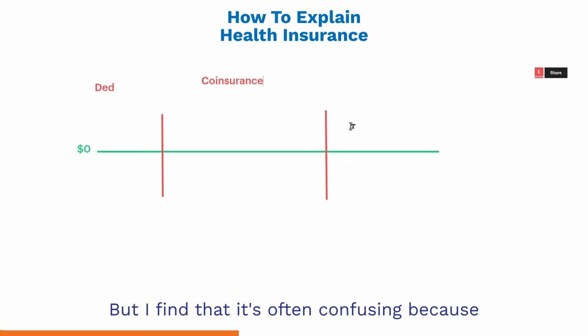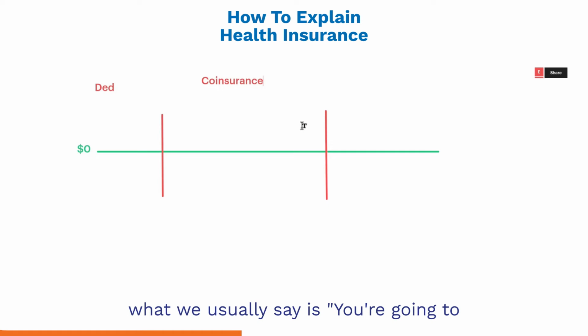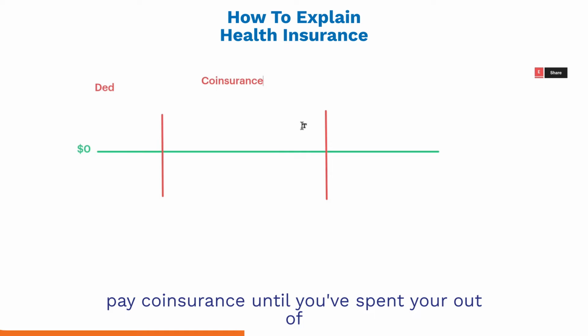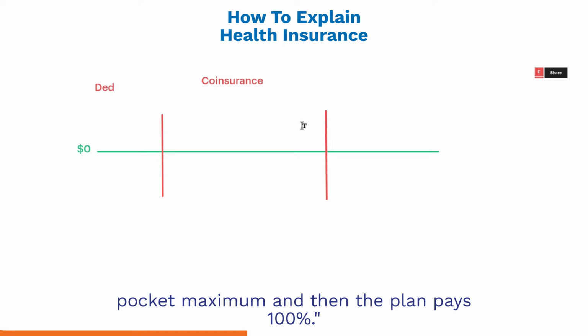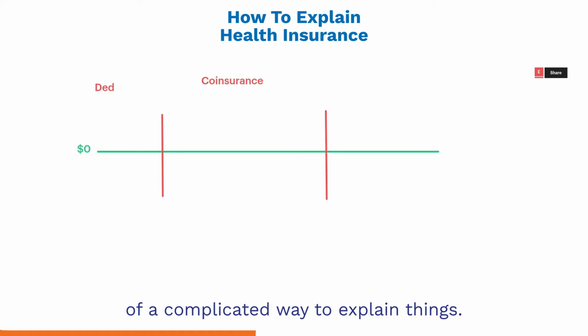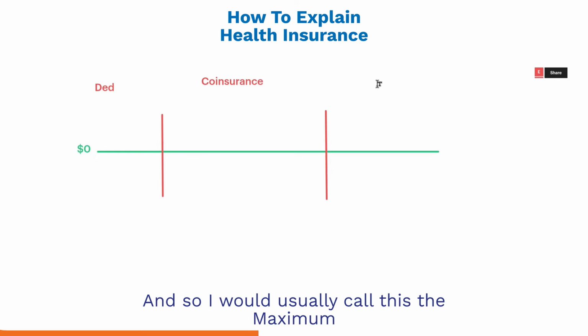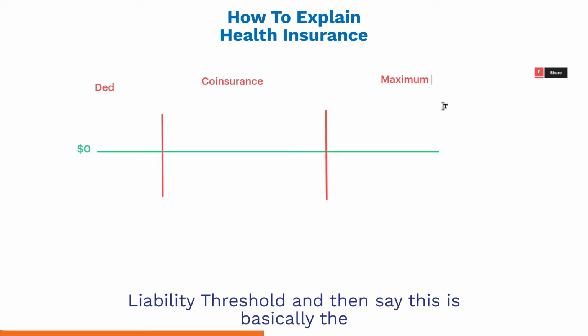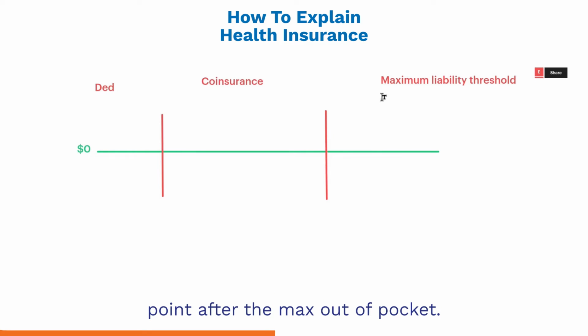But I find that it's often confusing because what we usually say is you're going to pay coinsurance until you've spent your out-of-pocket maximum, and then the plan pays 100%. And that conceptually makes sense, but that's kind of a complicated way to explain things. And so I would usually call this the maximum liability threshold. And then say this is basically the point after the max out of pocket.